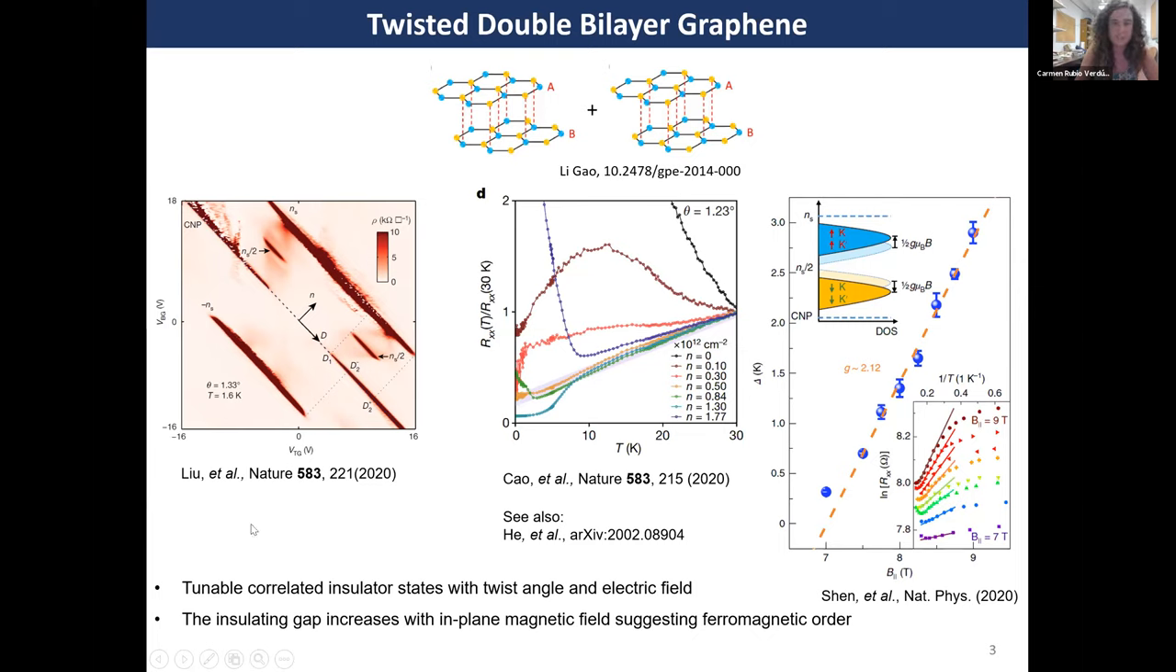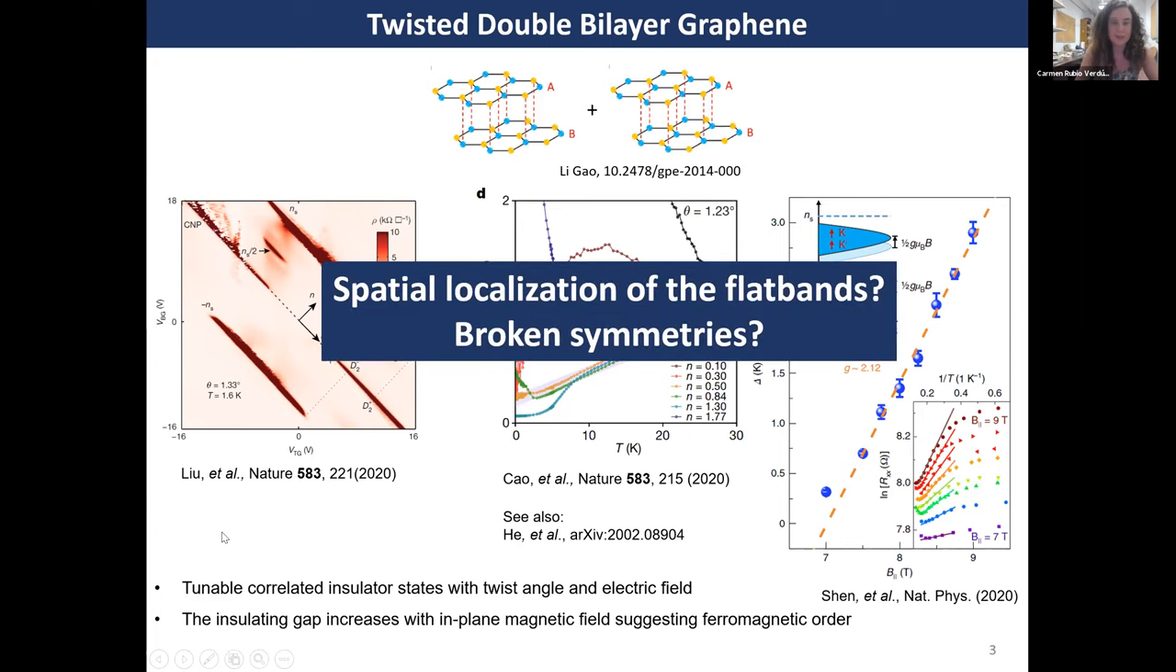So the questions that I would like to answer today in my talk are, what happens with the flat bands in these systems? Where are they localized in real space? And can we expect some broken symmetries also in this system? And as you can imagine by now, the answer is going to be yes.